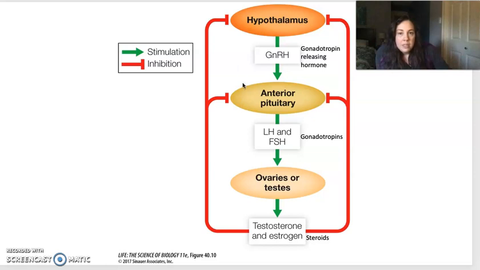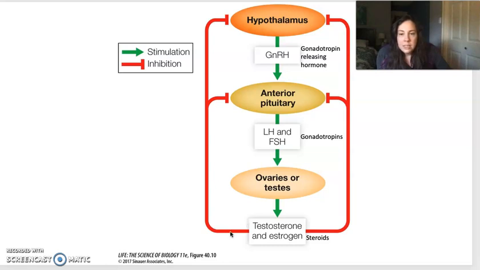So the hypothalamus and the pituitary are right next to each other. GnRH does not have far to go. LH and FSH, they get picked up by the bloodstream, and so they're circulating widely throughout the body. Finally, the ovaries or testes are stimulated by LH and FSH to produce testosterone and estrogen, the sex hormones, also called steroids. So these hormones then also circulate throughout the body, and they're responsible for lots of the secondary sex characteristics that you read about when you looked at puberty.